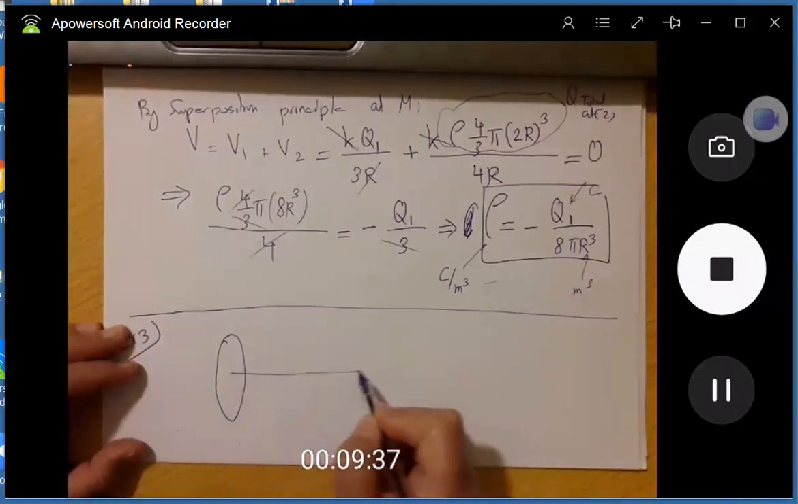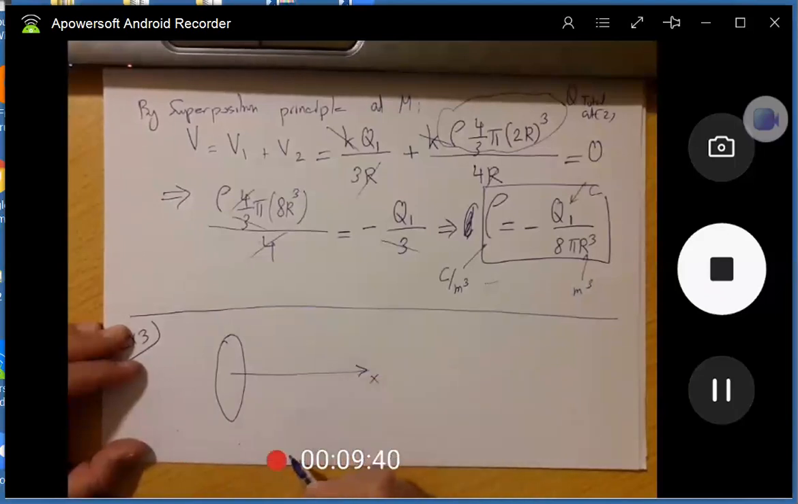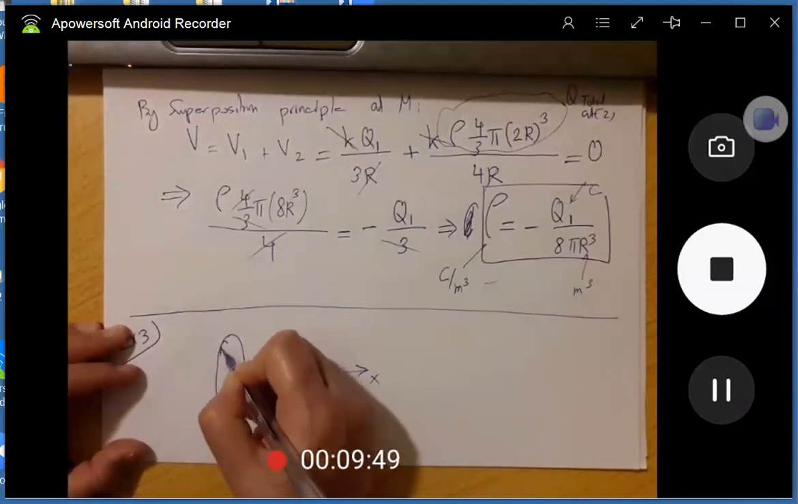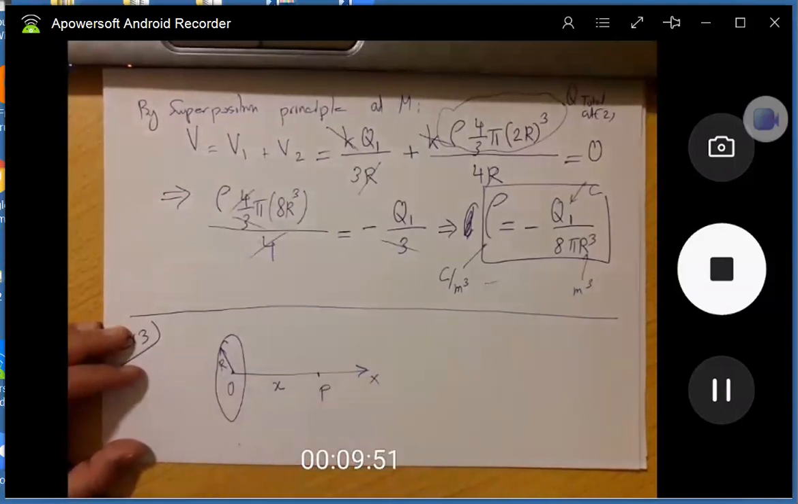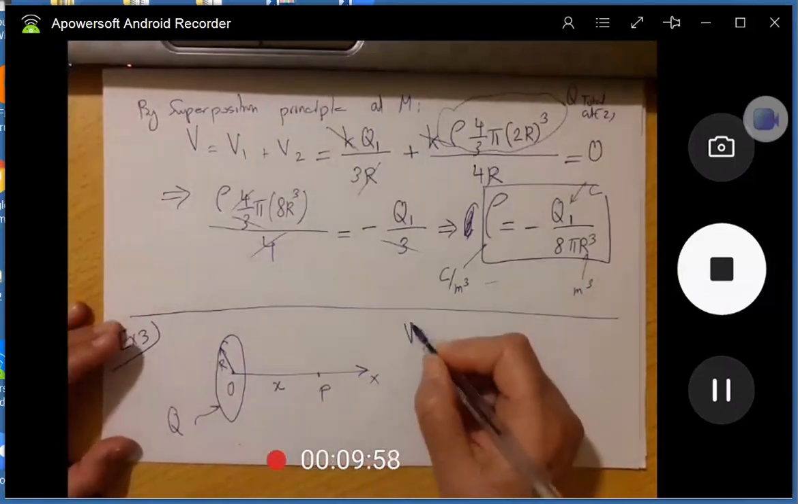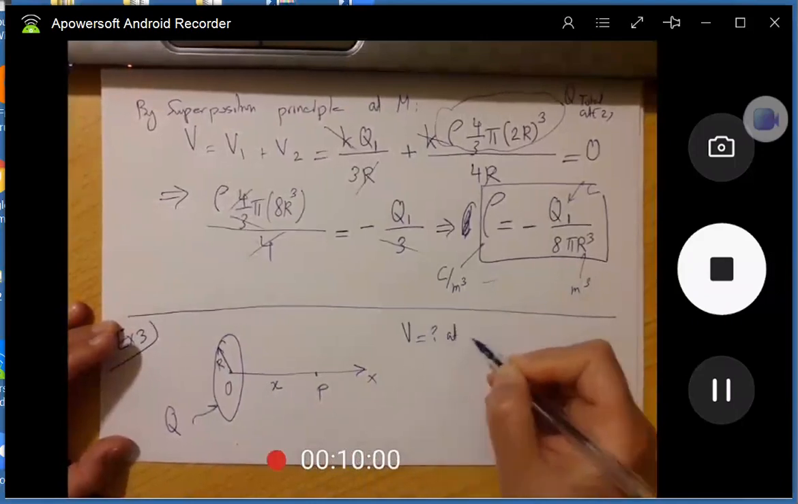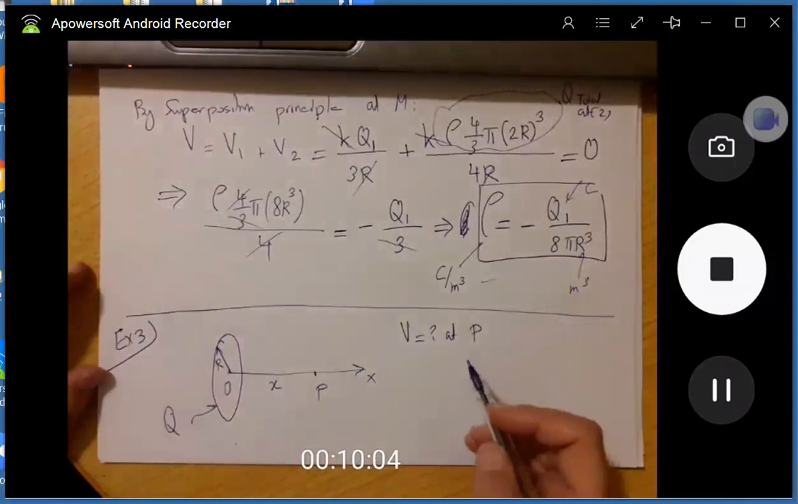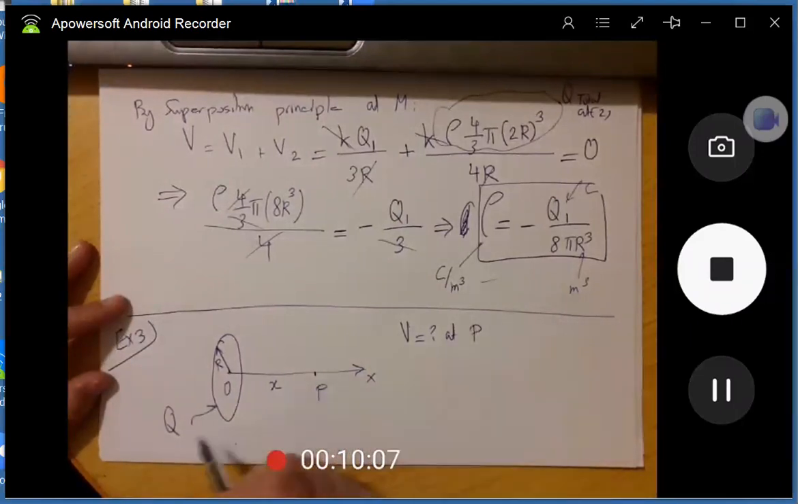Why am I drawing it? Because I want along its axis. So along its axis, which is shown here as the X axis, there is a point, let's say P, at distance X from the center, and the ring is of radius R. Suppose that this is charged by Q. The question is V equal what at P? That's it. We need the electric potential at P due to this charged ring.